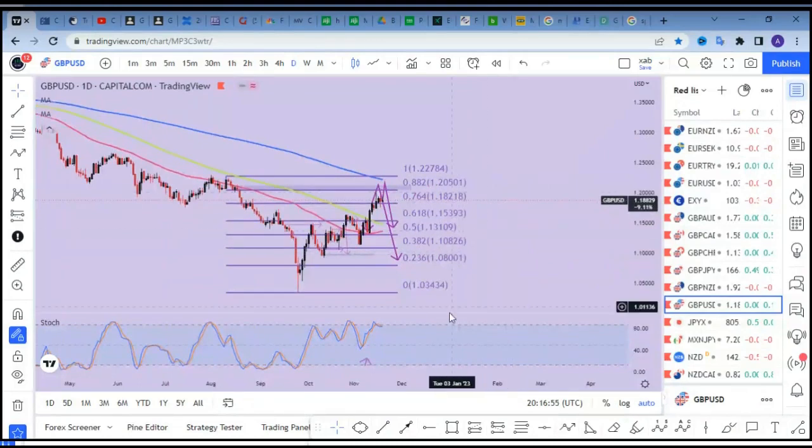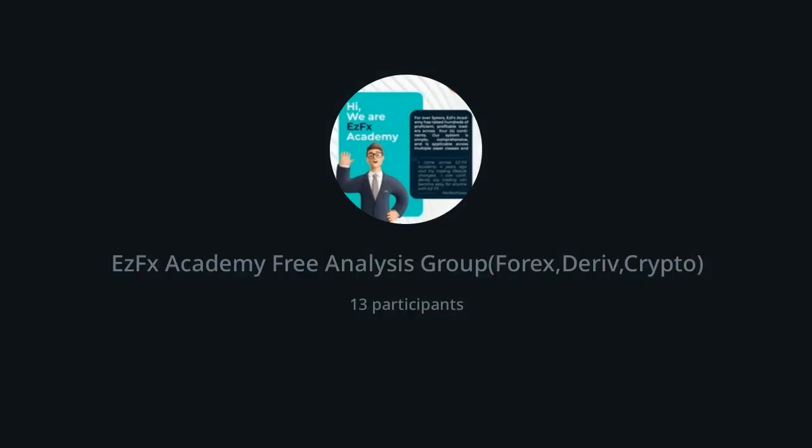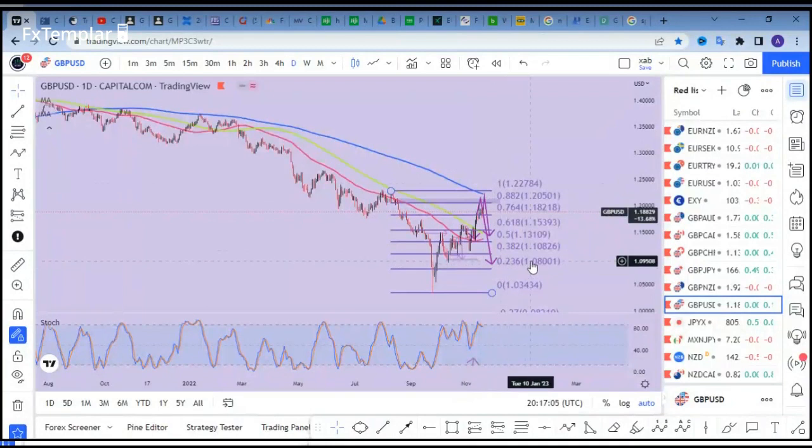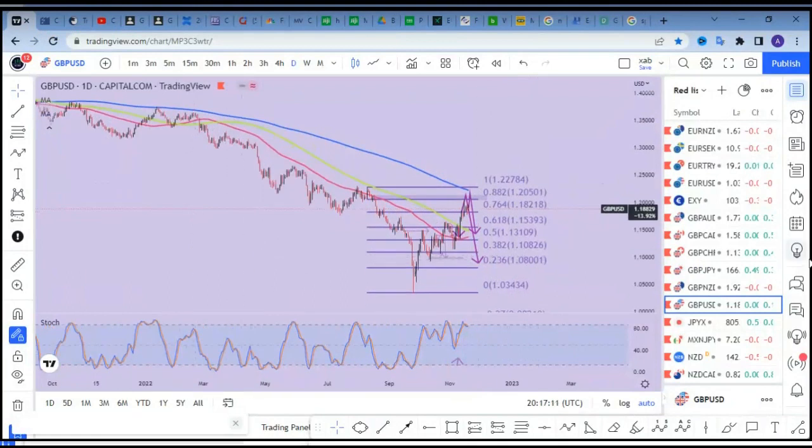So I'm going to be expecting that to play out in a couple of hours from now. And then from there, we can start to take our own entries all the way to probably 1.080001. Okay, so that's GBPUSD.